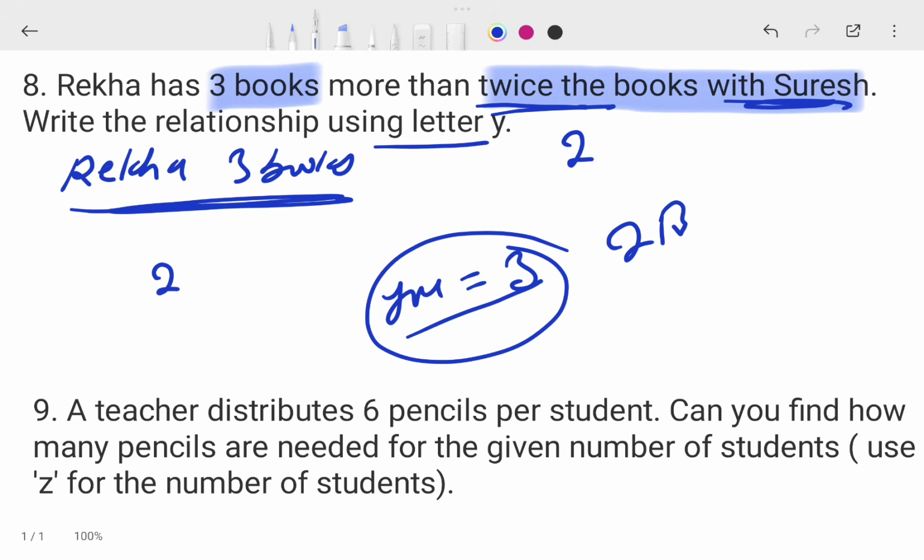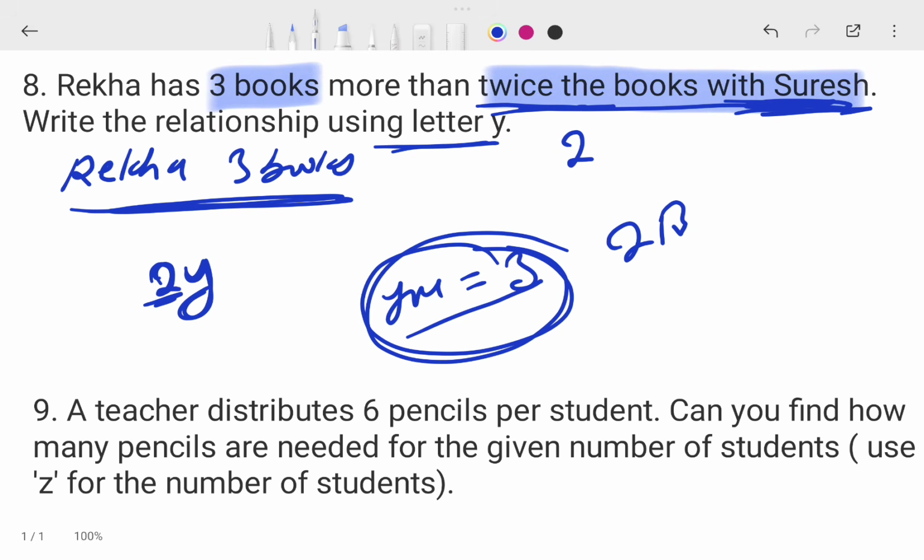So it is telling that Suresh has more than 2 times the books. So how many books? More than 2 times, but exactly what is the number of books? You have 3, but he has more than 2 times that. But how many books will it be? We don't know, so that's why you put y. So Suresh has 2 times more books, but how many is that? We don't know. Okay now.